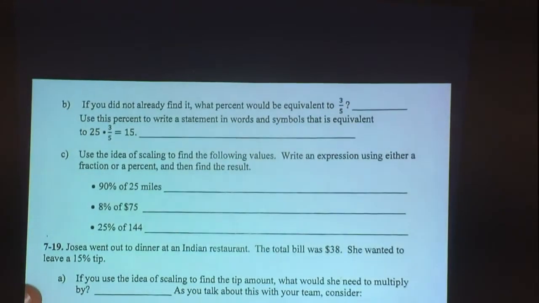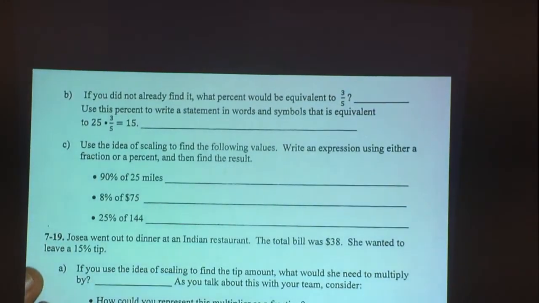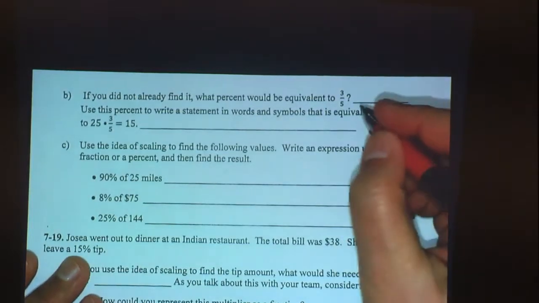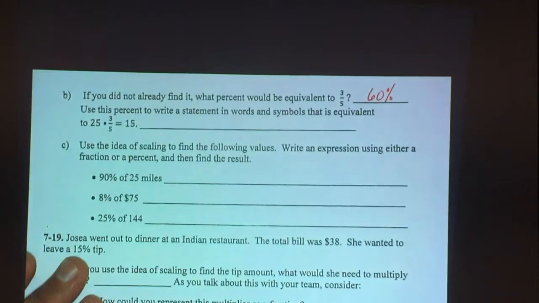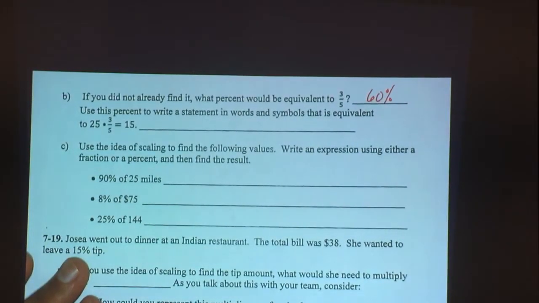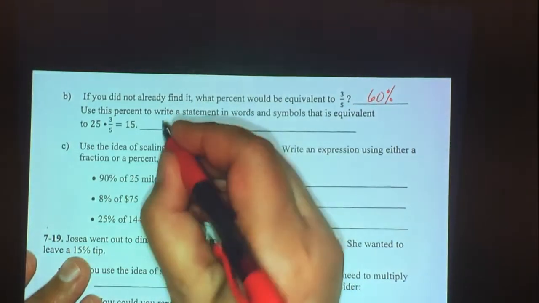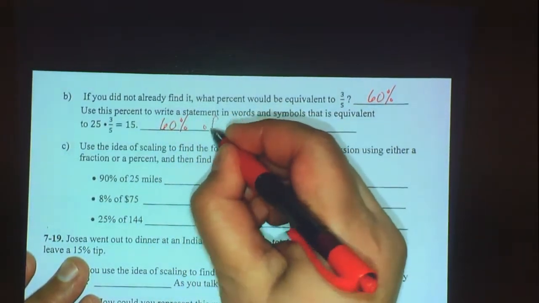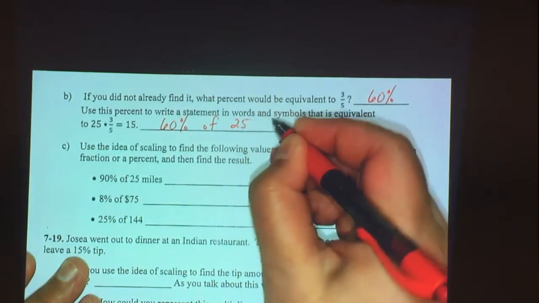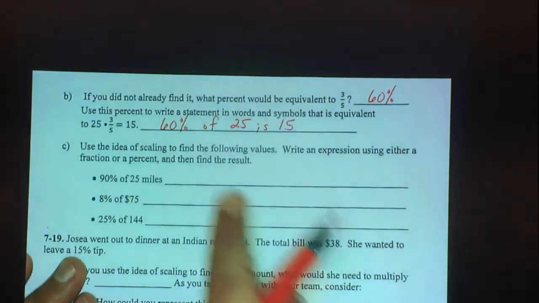If you did not already find it, what percent would be equivalent to 3/5? Well, on the other side, we said it was 60%. Use this percent to write a statement in words and symbols that is equivalent to that. Okay, so 60% of 25 is 15, because of means multiply.